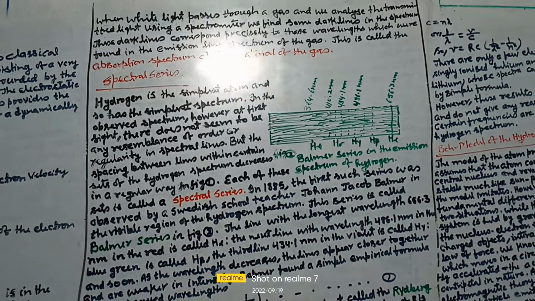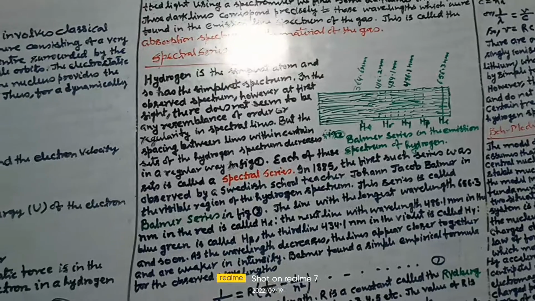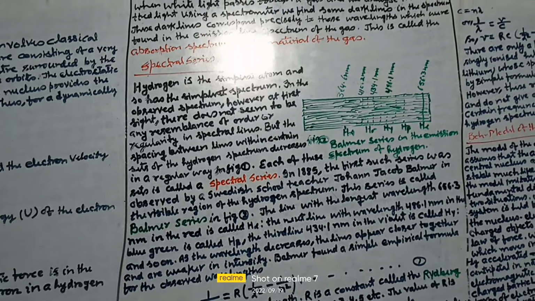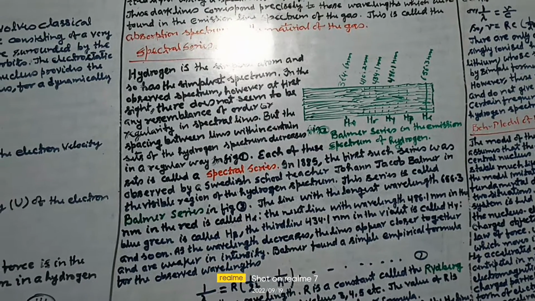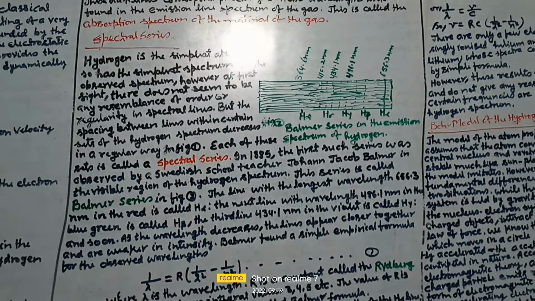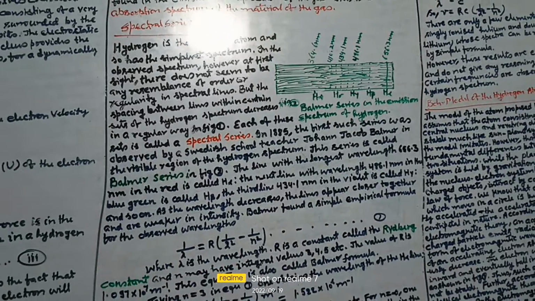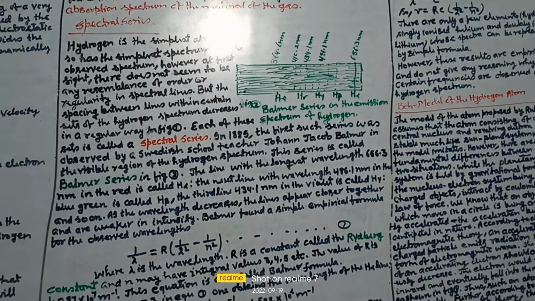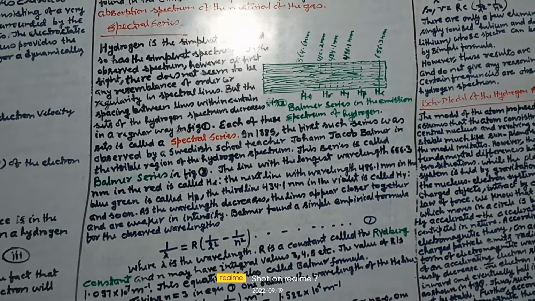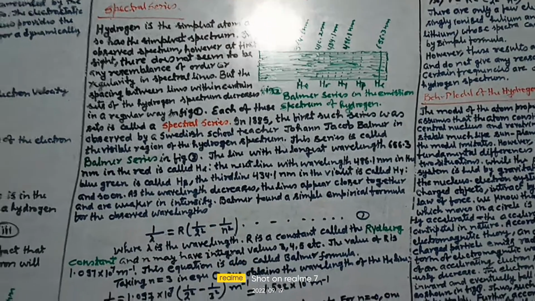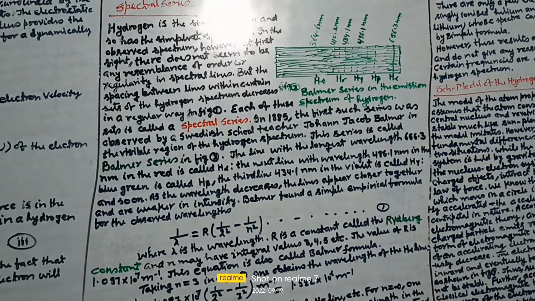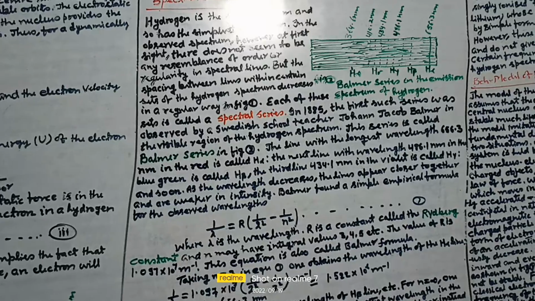In 1885, the first such series was observed by a Swedish school teacher, Johann Jakob Balmer, in the visible region of the hydrogen spectrum. This series is called the Balmer series, in figure 2. The line with the longest wavelength, 656.3 nanometer in the red, is called H alpha. The next line, with wavelength 486.1 nanometer in the blue green, is called H beta. The third line, 434.1 nanometer in the violet, is called H gamma, and so on. As the wavelength decreases, the lines appear closer together and are weaker in intensity.